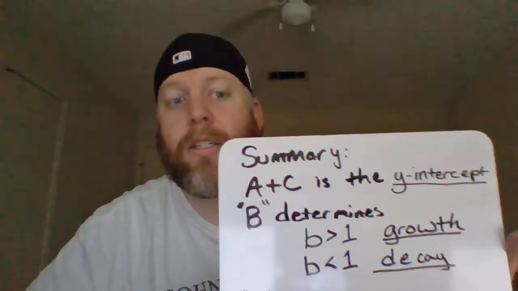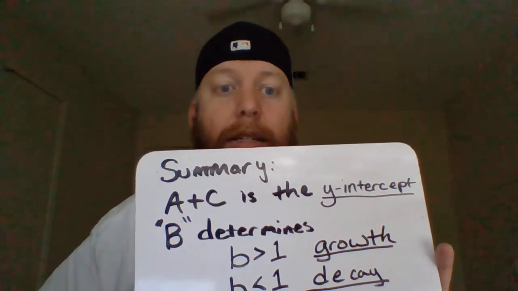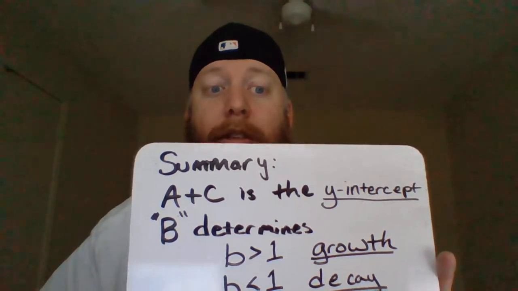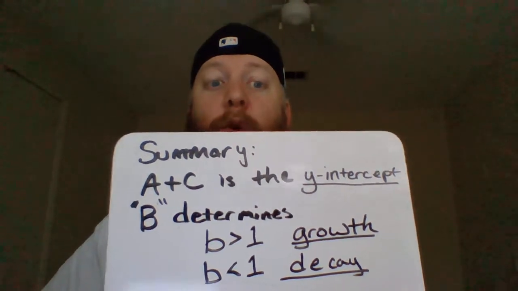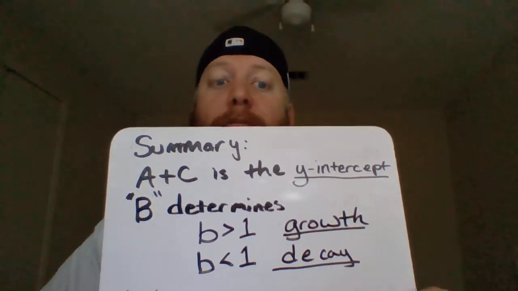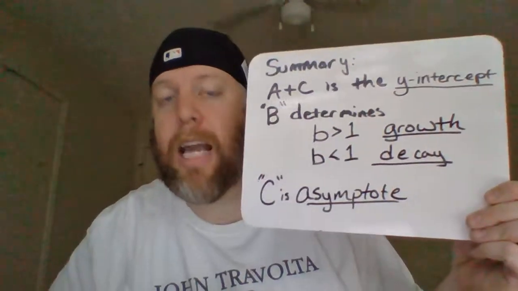In summary, a plus c is going to give us our y-intercept. So if you take the numbers a and c and add them together, that'll give us our y-intercept. B determines if it's growth or decay. If b is greater than 1, it is growth. If b is less than 1, it is decay. And then finally, c is the asymptote.